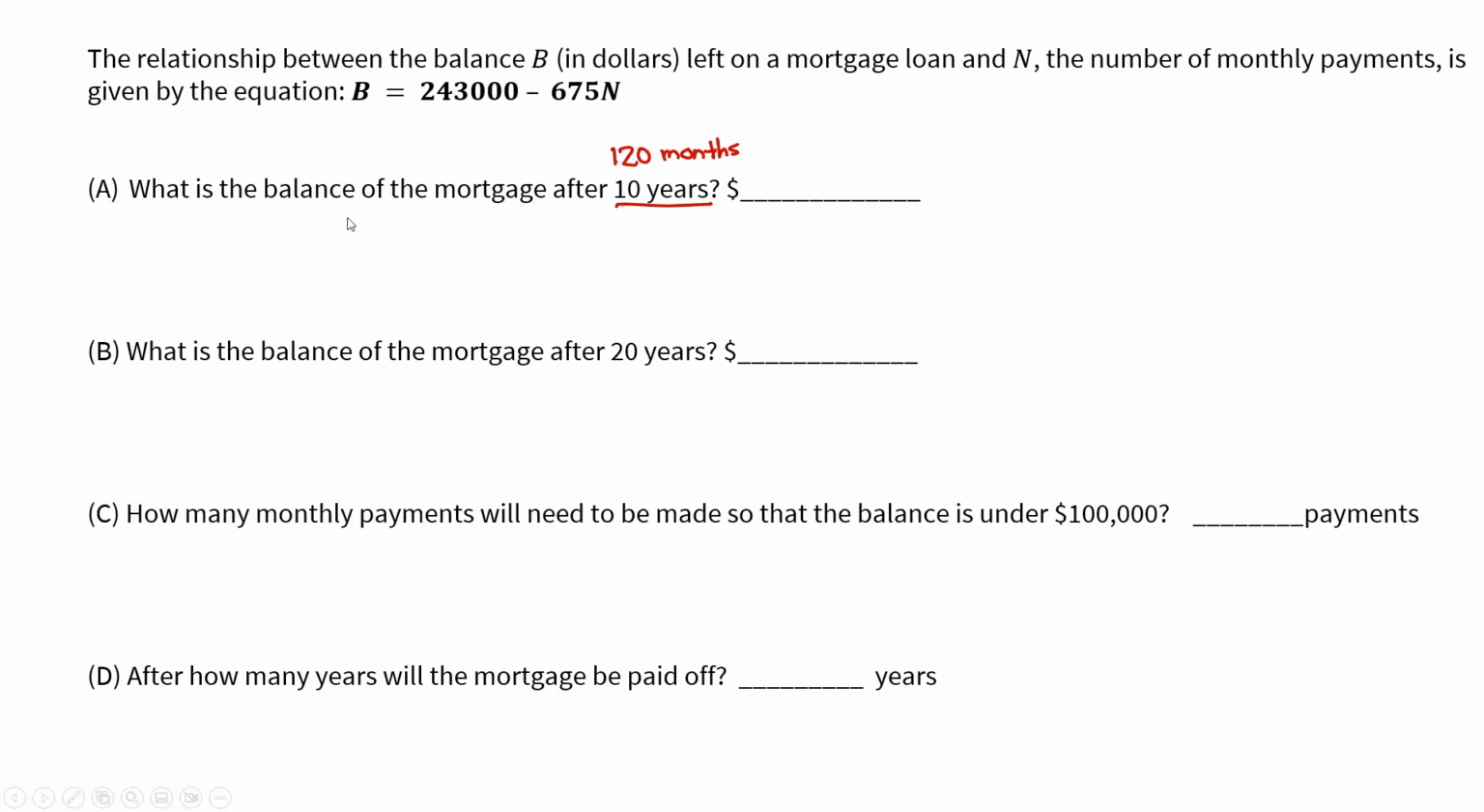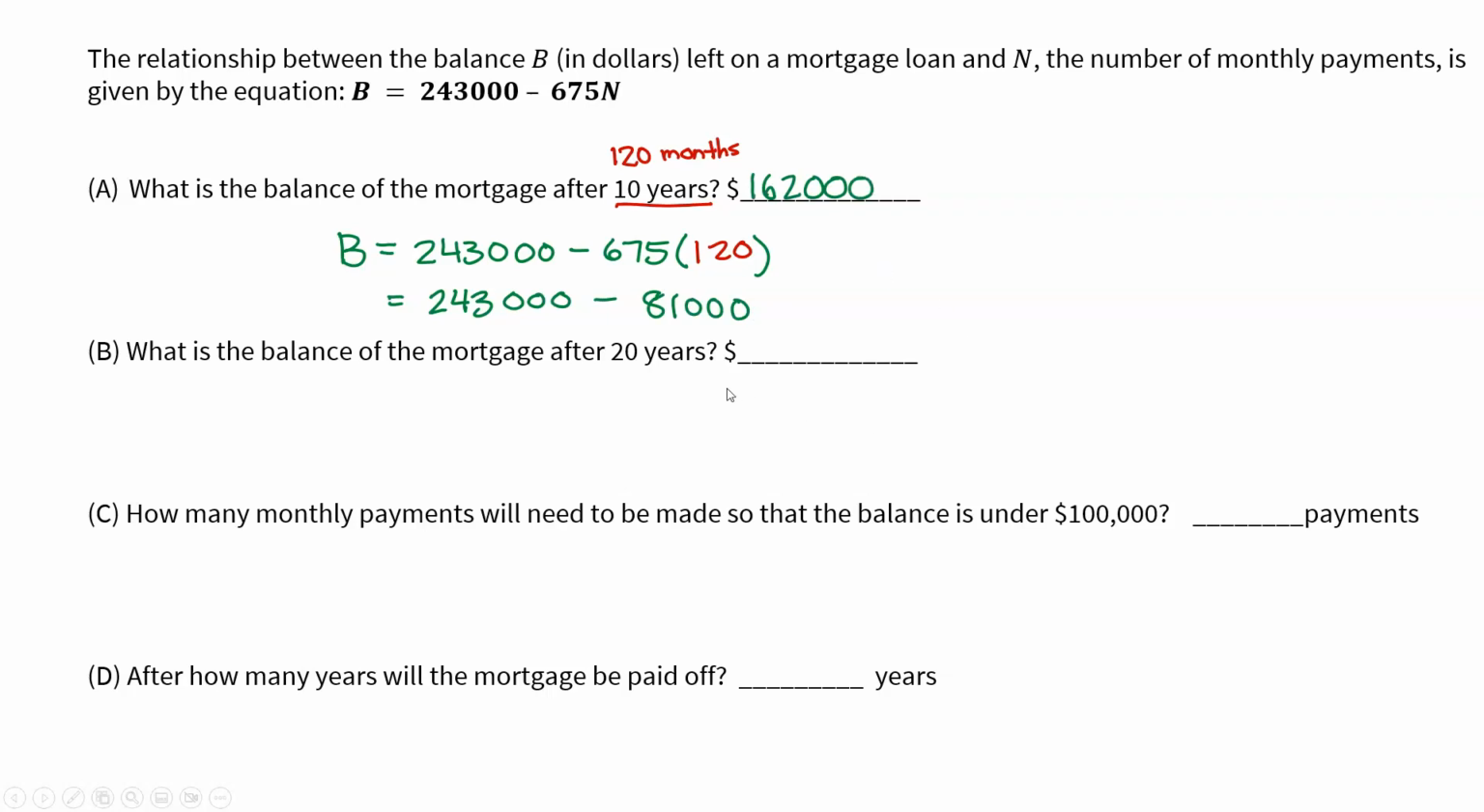You're looking for what B is. So you would substitute this in for N and carry through the calculation, and you would get 243,000 minus 81,000, which is 162,000. And the balance after 20 years, same thing. You're doubling this, so you're doubling the number of months, so that's going to be 240 months. You would substitute that 240 in for N and carry through the calculations needed to get $81,000 remaining.